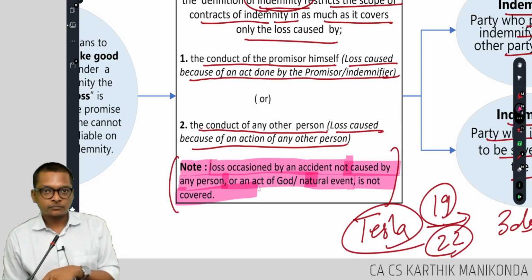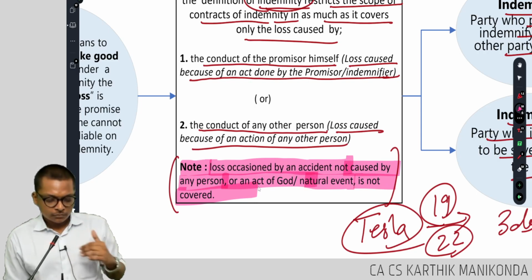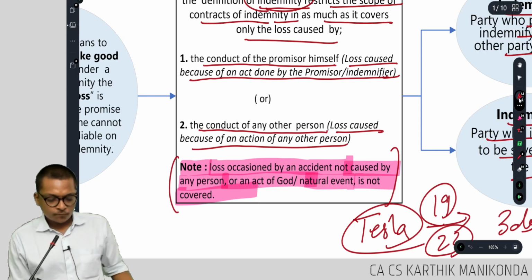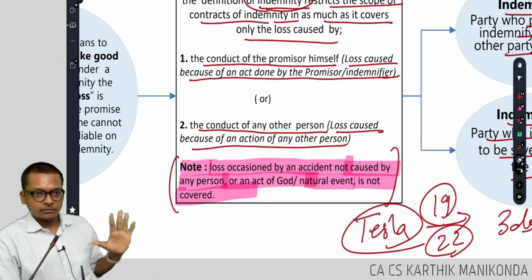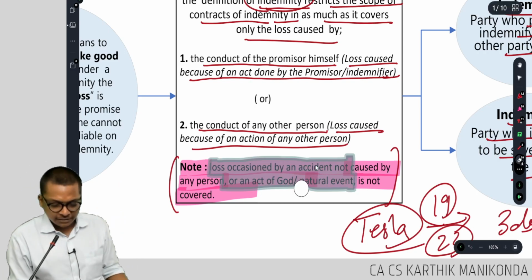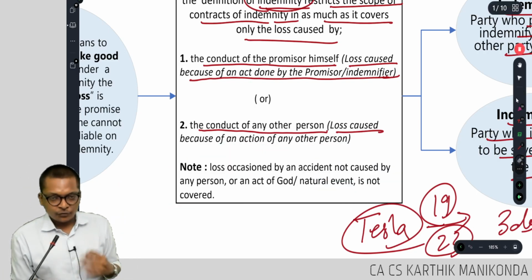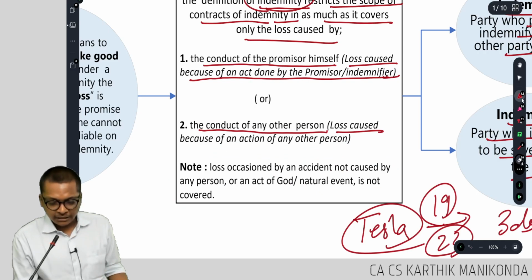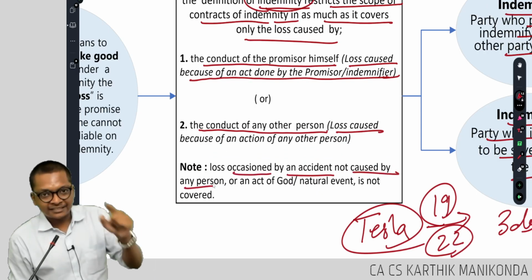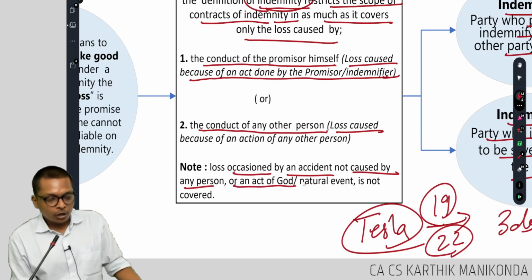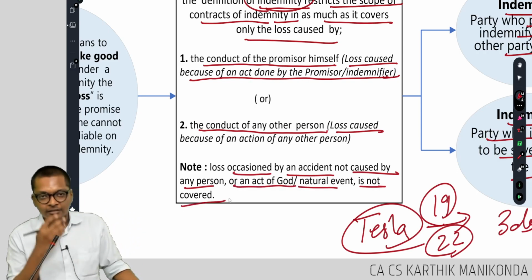What does this mean? It's not covered. These things are covered. Those who are watching the recording, pause, try to read and see if you are understanding. Since we are in crash, let me get to the points. Little confusing again. Loss occasioned, that means loss caused by an accident, not caused by any person or an act of God or natural event is not covered.